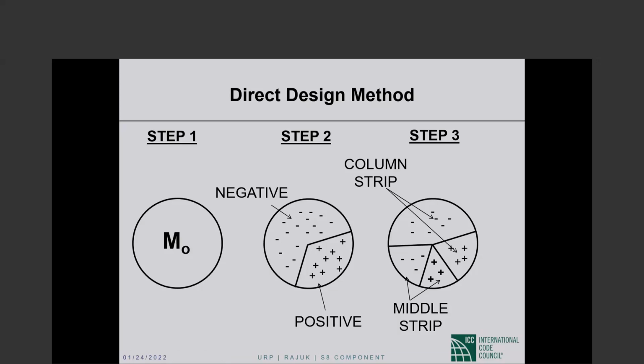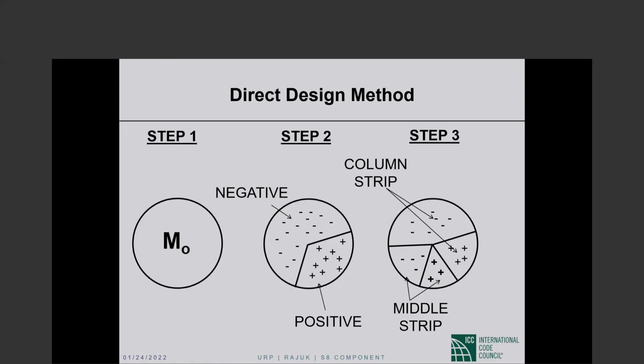And then each of those, the support section moment, the negative moment at the support, acts over the entire panel width. We assign some of that to the column strip and the remainder to the middle strip. Similarly, the positive moment in the span also applies to the entire panel width. Part of it is assigned to the column strip and part of it to the middle strip.